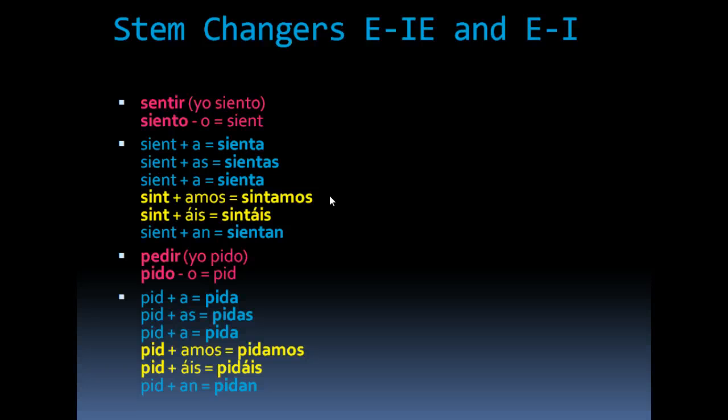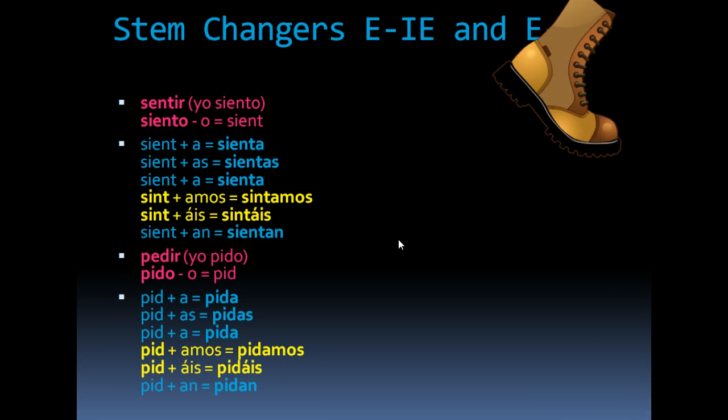Sentir, yo siento, drop the O. Use the base, add the opposite ending. Sienta, sientas, sienta. Sintamos, sintáis, sientan. Pedir, yo pido. Pida, pidas, pida. Pidamos, pidáis, pidan. All right, check those out. You'll get used to these as you practice them.